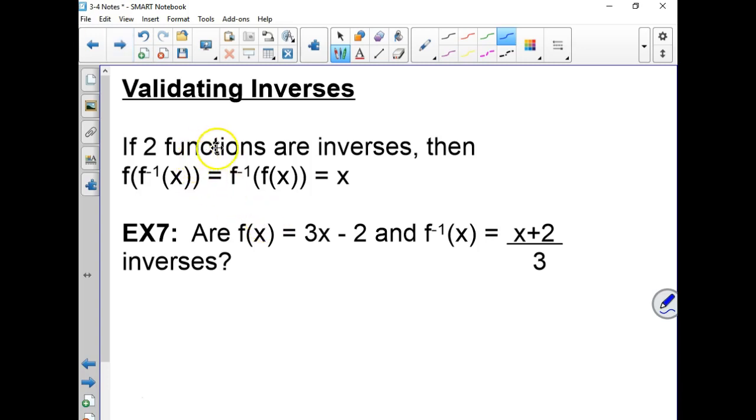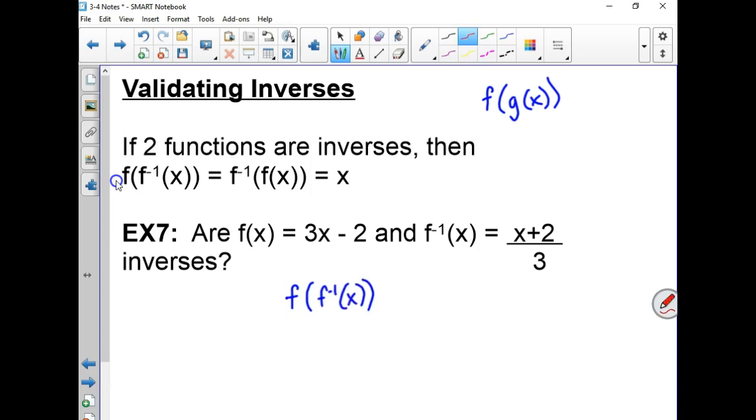So if 2 functions are inverses, then f of f inverse of x or f inverse of f of x should equal x. Okay? So do you guys remember seeing this in other math classes, f of g of x, like that? And you took g and you plugged it into f. Okay? So that's what we're doing here. It's called composition of functions. We're putting the inverse into the function. So in this case, we've got the inverse and the function, and we're checking to see if it really is an inverse. So in this case, I would check f of f inverse of x.